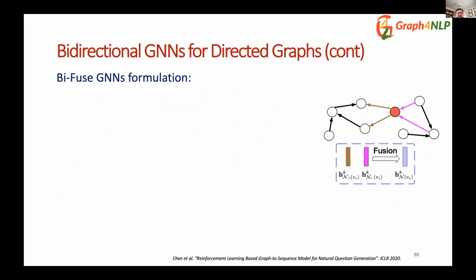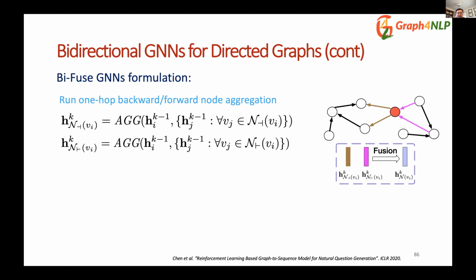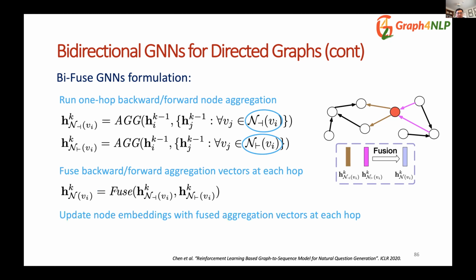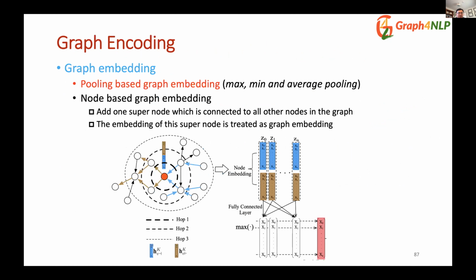The second one is called bifuse. Bifuse, by its name, tries to fuse the intermediate representations from both incoming and outgoing directions, so that this fusion step happens a little bit earlier. We found that this sometimes performs better and sometimes worse compared to bisep. We'll have some experiments later, but this is essentially another way to do the bidirectional graph neural networks.